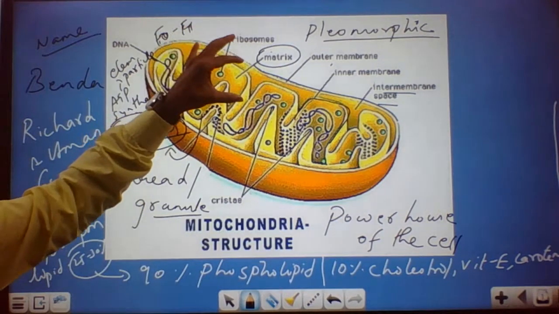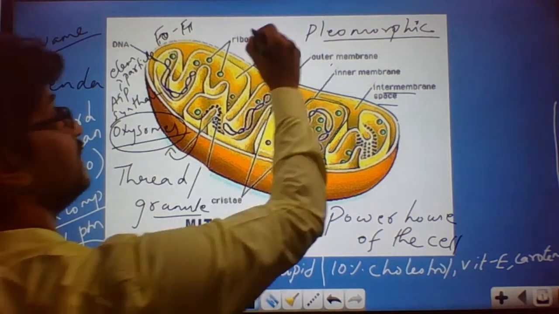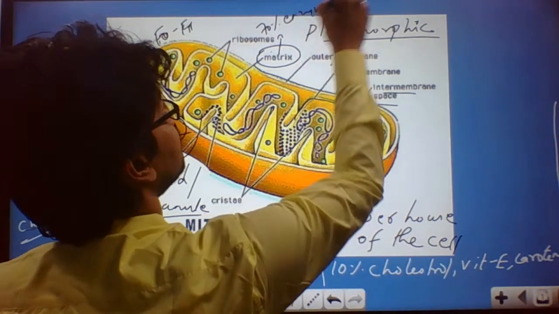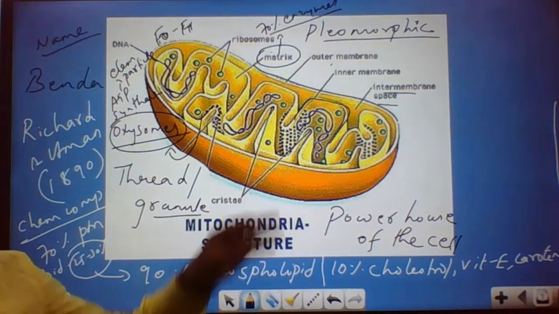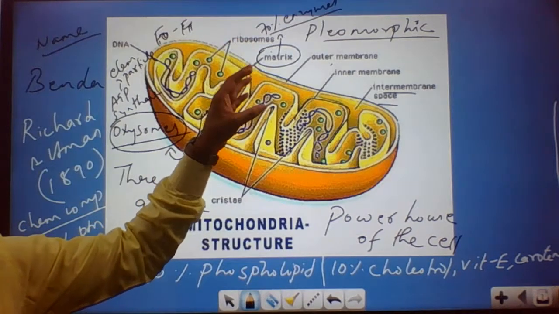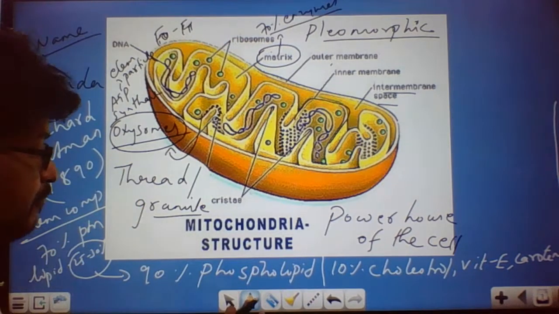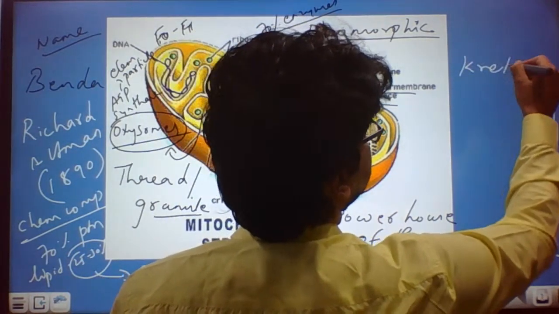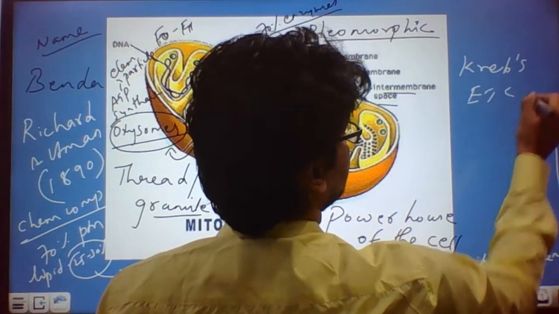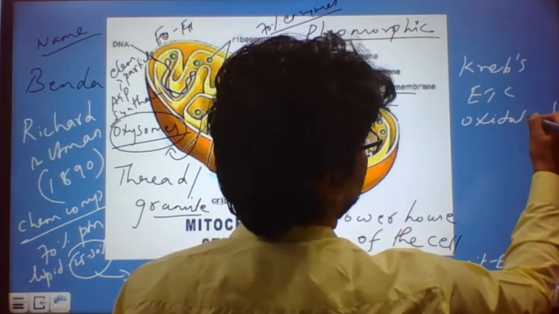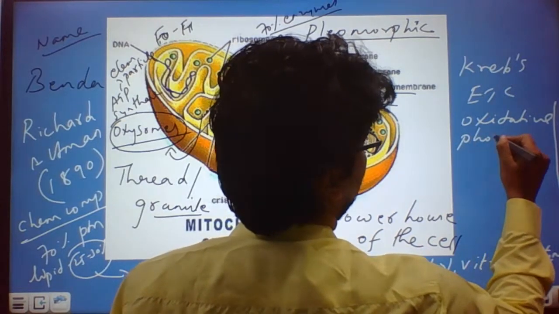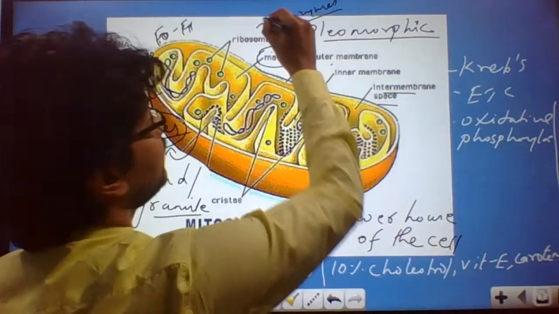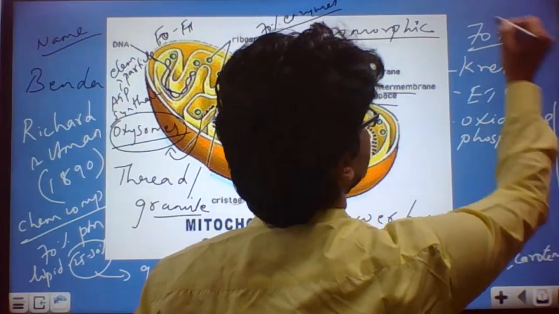The matrix part consists of 70% of the enzymes. What are the 70% of enzymes for? These enzymes are responsible for the Krebs cycle, the electron transport chain, and oxidative phosphorylation. Those are the important functions for which the 70% of enzymes are present in the matrix region.